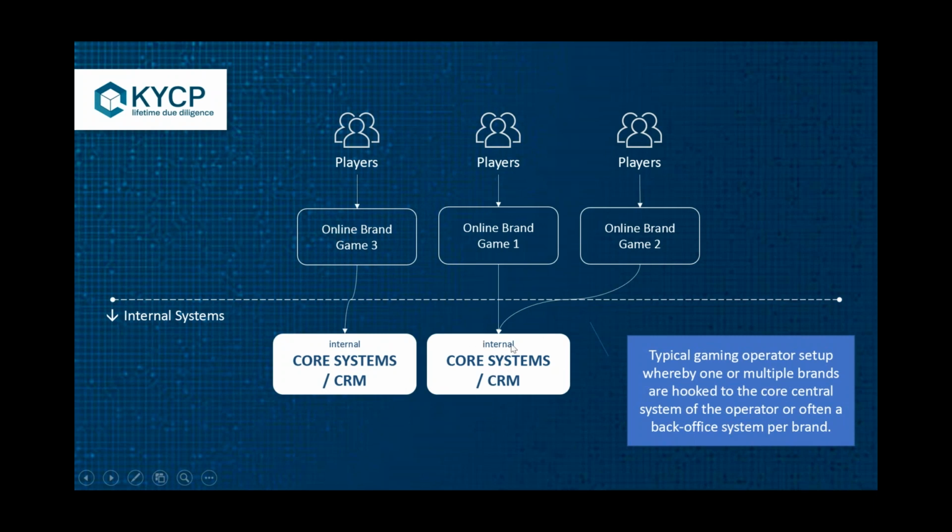operators who have one core system to which multiple online brands, multiple online games are hooked up to. And often we find situations where operators have multiple brands and also multiple core systems. They would have purchased or taken over other brands which have their own core system, which is different from the backend, from the central backend of the entire operation.